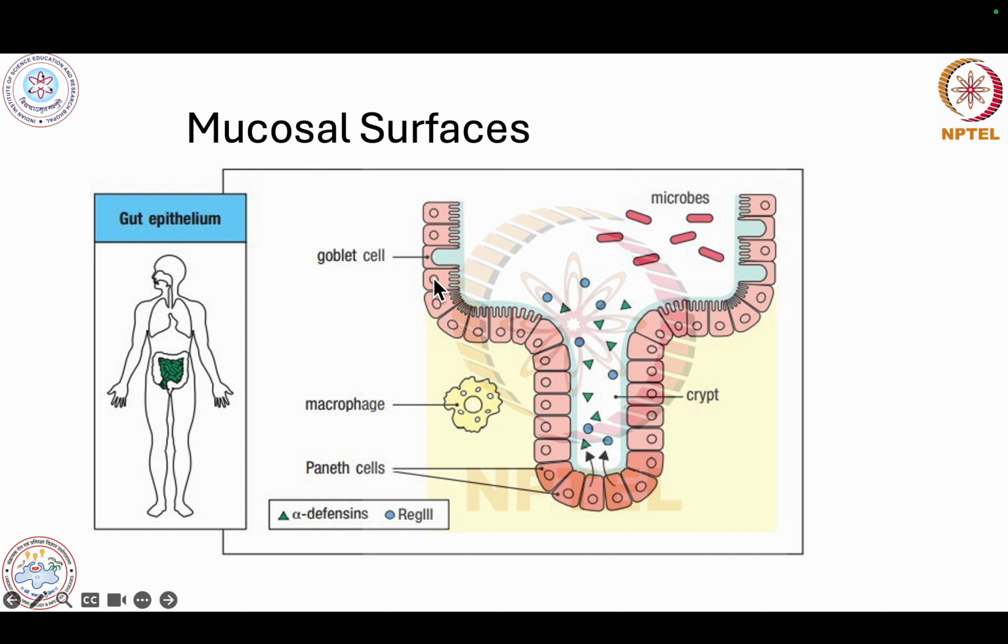So we'll see goblet cells, and when microbes come, you have Paneth cells here. They produce alpha defensins, Reg3-like components, and macrophages are also there. So these are the mucosal elements which will fight against microbes.